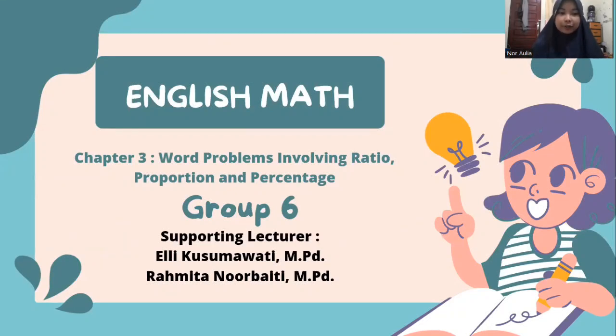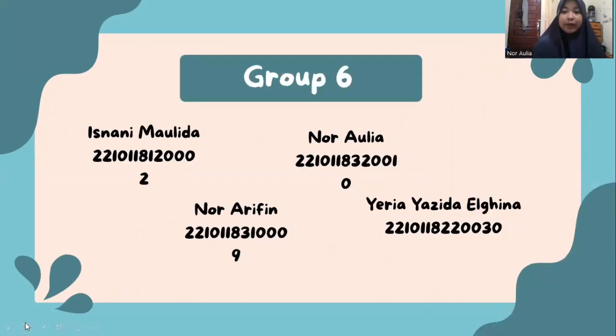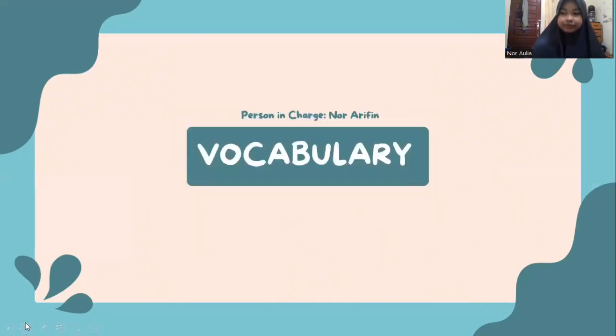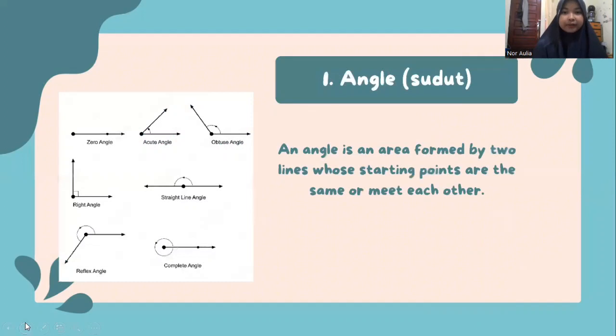In this video, I will be explaining chapter 3, word problems involving ratio, proportion, and percentage. Before I start, let me introduce myself. My name is Aulia. I'm from group 6. On this occasion, I would like to explain about vocabulary, a question on video, and some examples. The first one is vocabulary.